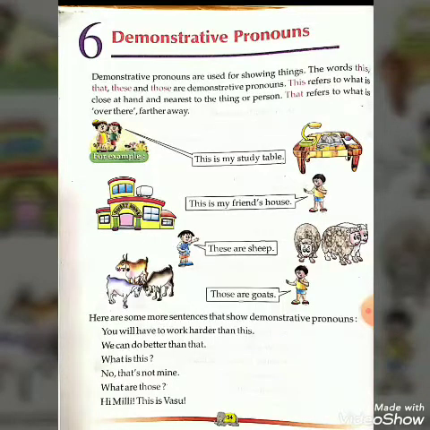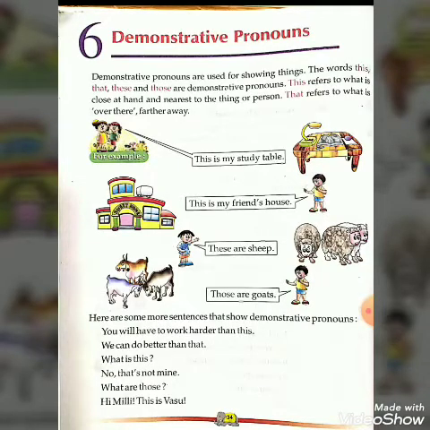First, the word this refers to what is close at hand and nearest to the things or person. The word this refers to what is close to us. We use the demonstrative pronoun this. Next, the word that. That refers to what is over there, meaning farther away from the things or person.